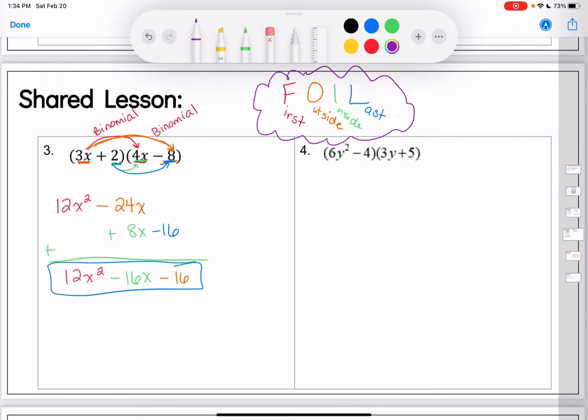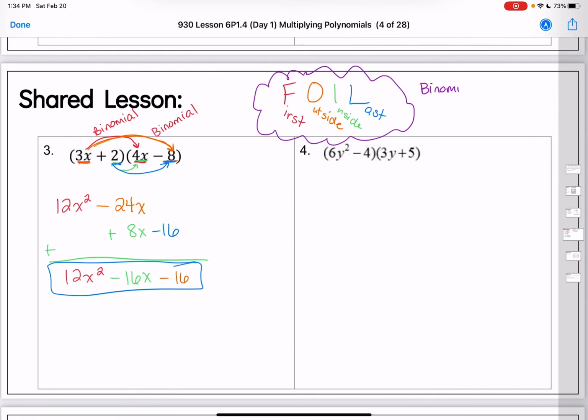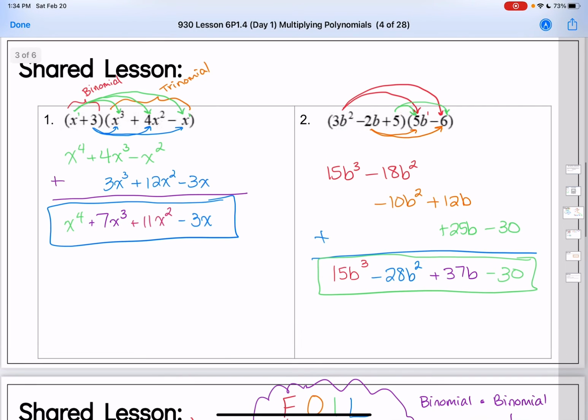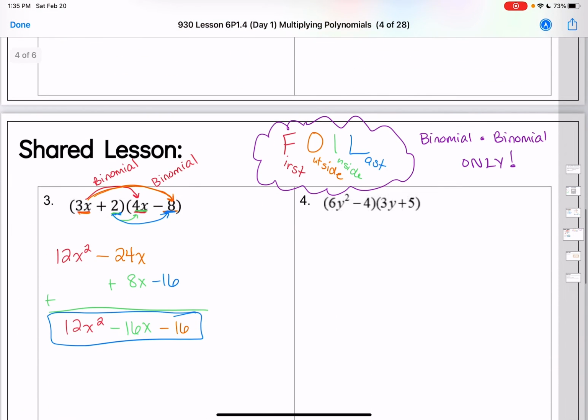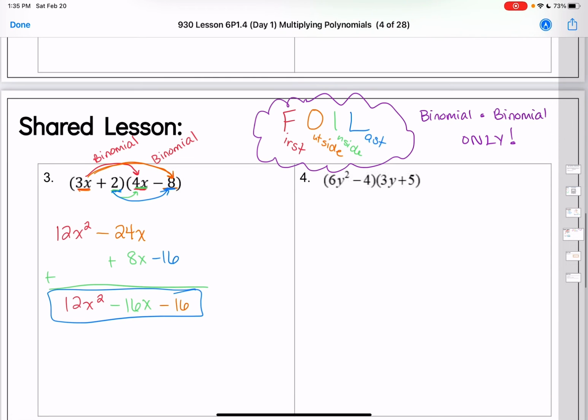Now keep in mind, FOIL is for binomial times binomial only, right? If I look back at my last ones, I distributed more than 4 things. So the first one was 6. I guess the second one was 6 as well, right? But if you have more than just binomial times binomial, you're going to be distributing more than FOIL. So FOIL only works for binomial times a binomial, but it's just a fancy word for doing the same thing.